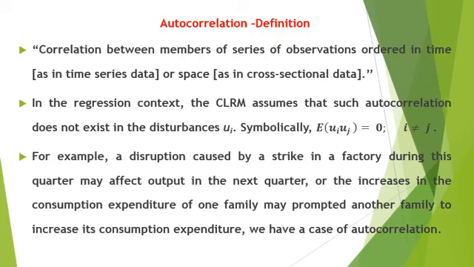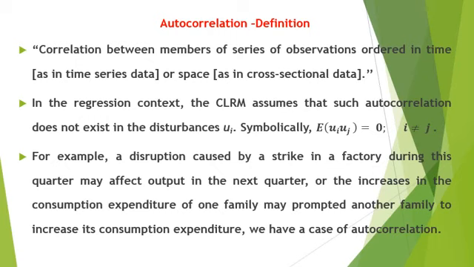Therefore, the term autocorrelation can be defined as correlation between members of a series of observations ordered in time or space. If the observations are ordered in time, the data will be a time series, and if the observations are ordered in space, the data will be a cross-section.